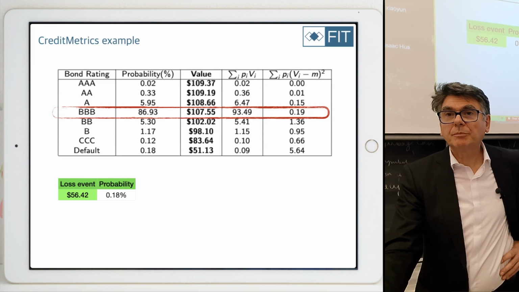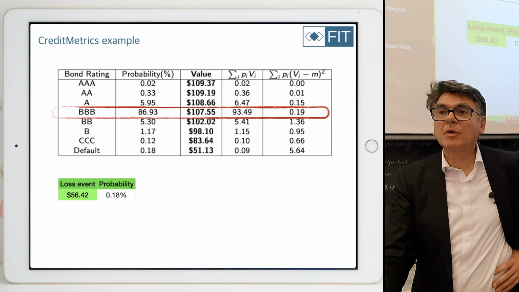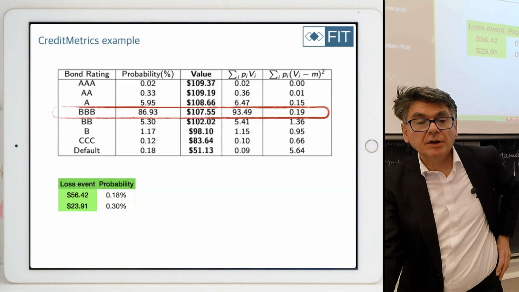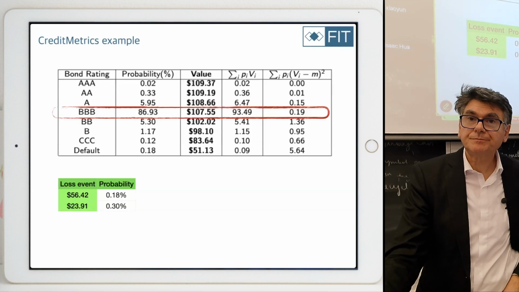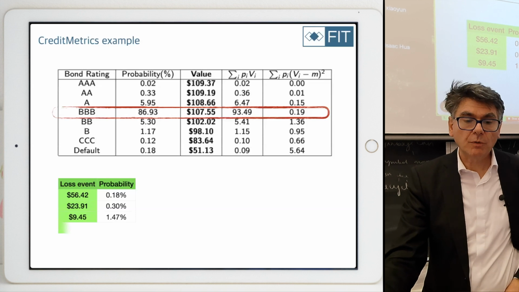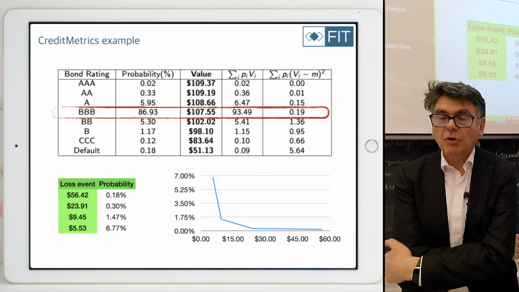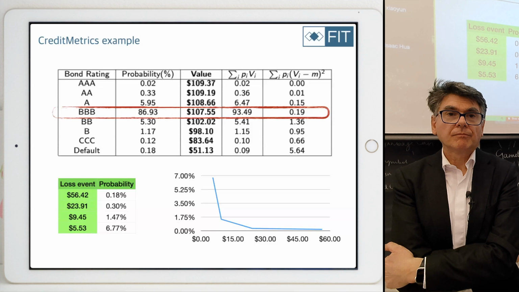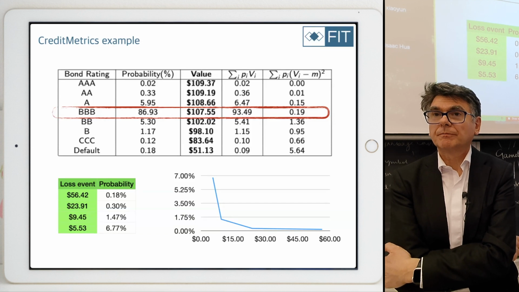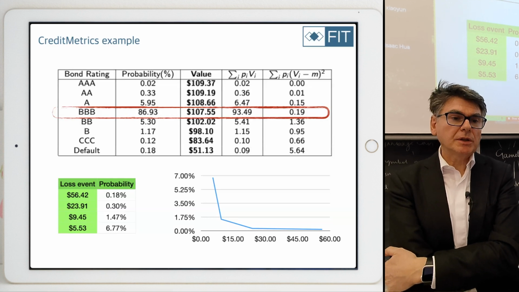And there's an 18 basis point chance that this happens, and then the loss would be $56.42. 56 is 107.55 minus 51.13. There's a 30 basis point probability that it is downgraded to triple C, in which case I will lose $23.91. And it's downgraded to B with a probability of 1.47. That's how the default curve is going to be for how much money I lose with what probability. Right? That's my loss function for this particular bond, with the transition probability matrix given by the rating agency and with the market values of the bond that I observe in the market.